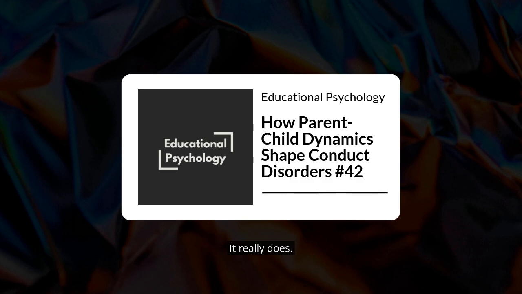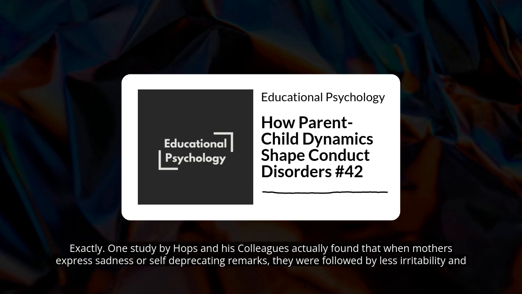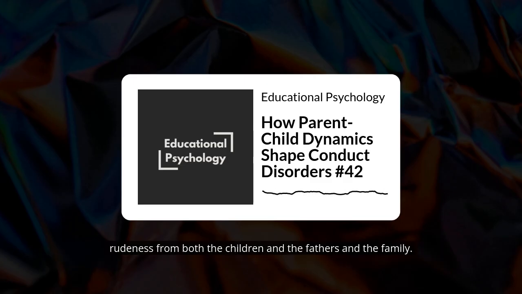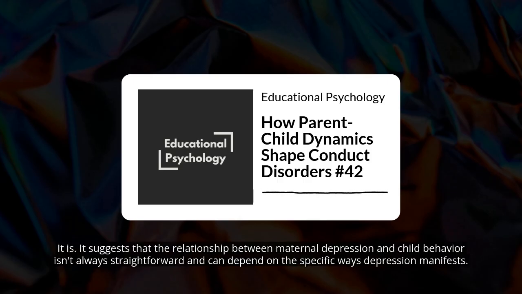It really does. Some studies even found that children exhibited less difficult behavior when their mothers expressed more sadness or withdrawal. Exactly. One study by Hops and his colleagues actually found that when mothers expressed sadness or self-deprecating remarks, they were followed by less irritability and rudeness from both the children and the fathers in the family. Huh, that's counterintuitive. It is. It suggests that the relationship between maternal depression and child behavior isn't always straightforward and can depend on the specific ways depression manifests.